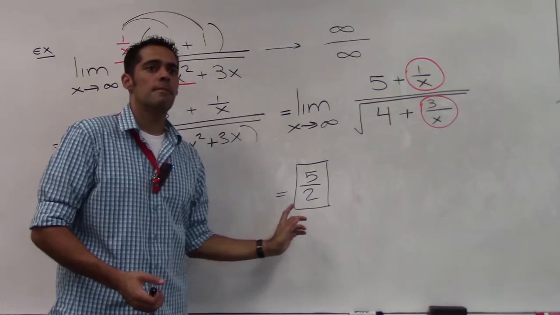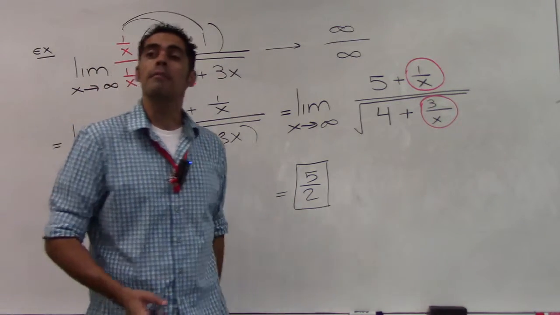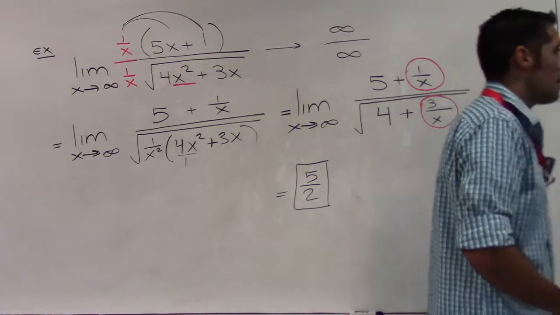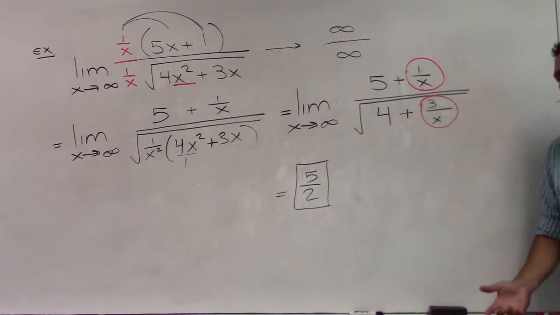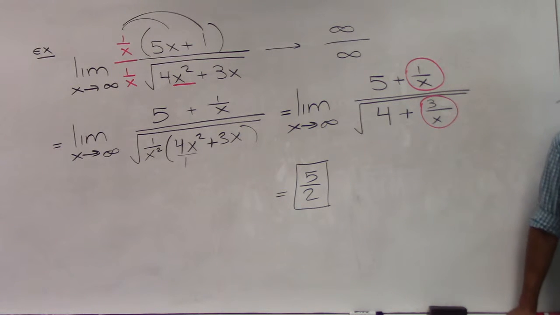Yes? Is that considered like an identity or what? That's a fixed number over infinity? It's not an identity. It's just a well-known limit. It's a limit everyone in Calculus 1 should know. You've got a fixed number over something that gets infinite, that has to go to 0.